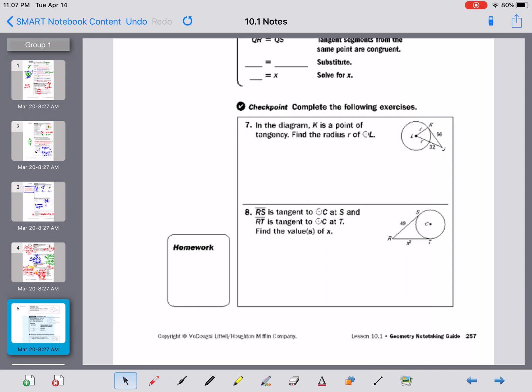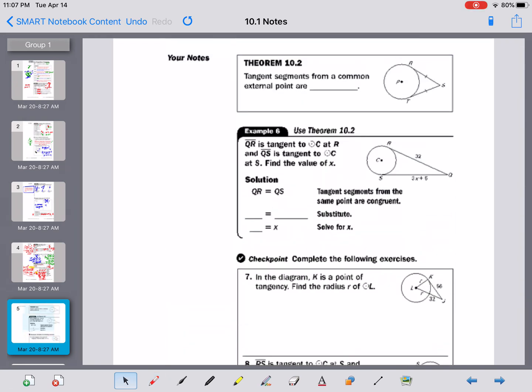I think we're going to try another theorem here. And this theorem is about tangent segments. It says tangent segments from a common external point. That means if both tangent lines come from the same point. So I have this line that's tangent to the circle, hits it once, this one here.